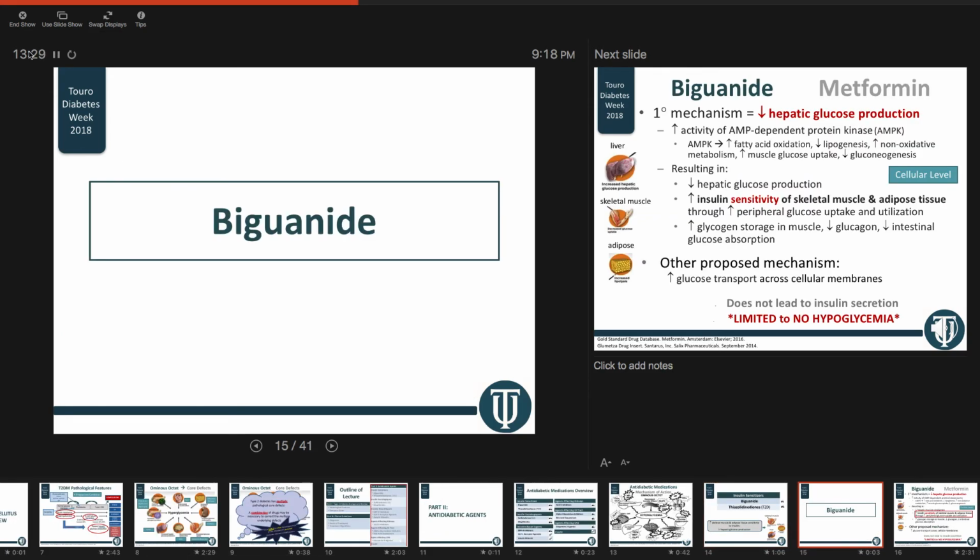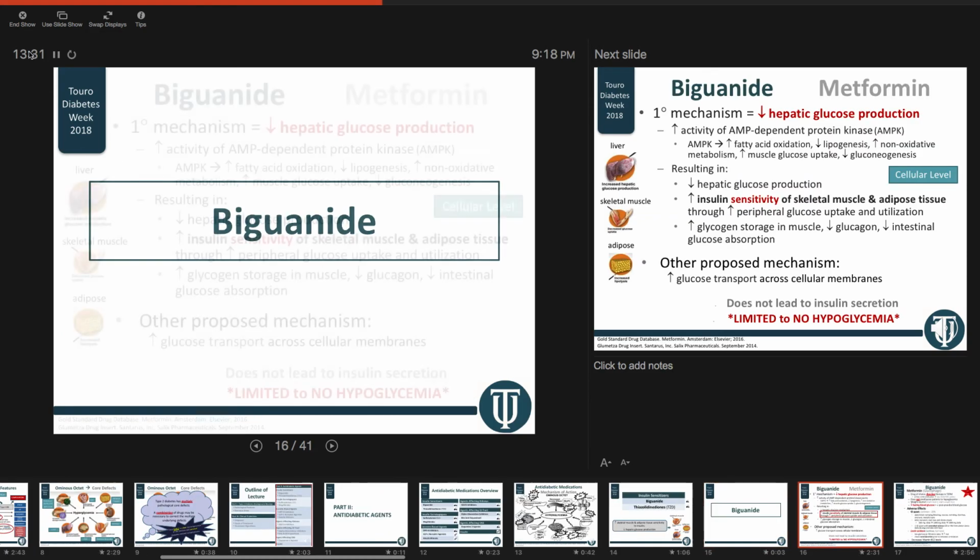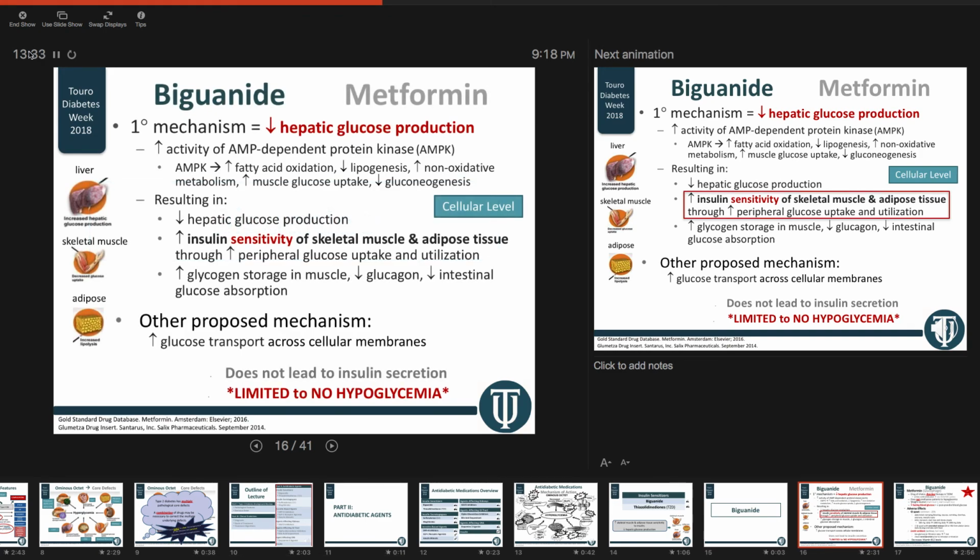So let's get into biguanides. I'm sure many of you have heard of the drug metformin, which is a biguanide. The primary mechanism of action is to reduce hepatic glucose production. So how does that happen?